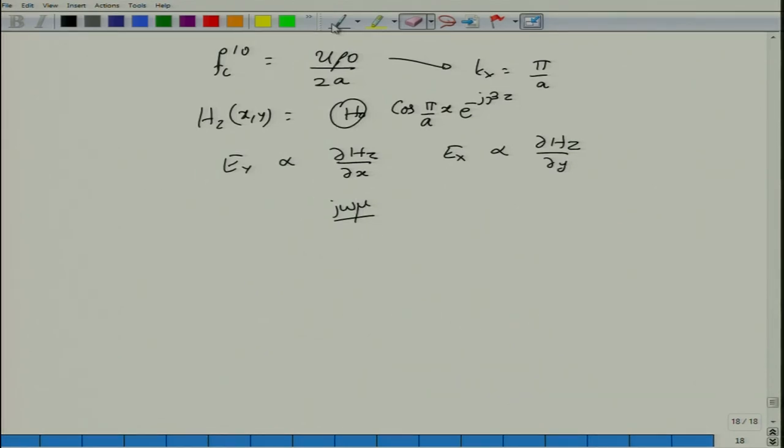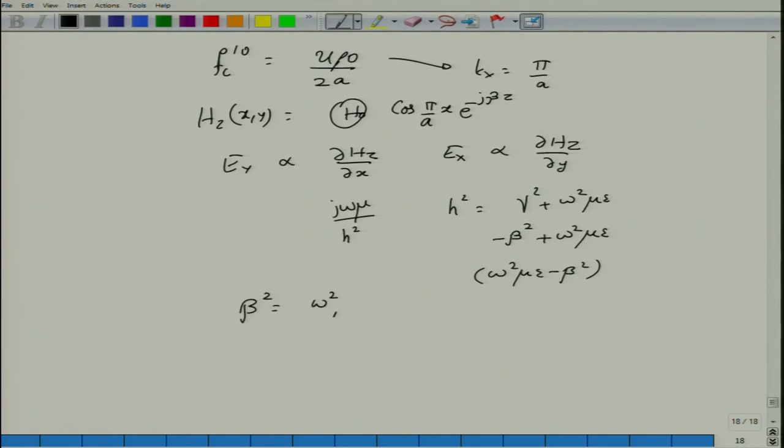For Ey, the proportionality constant is j omega mu by h square, but now h square is actually equal to gamma square plus omega square mu epsilon, right? But gamma is actually pure imaginary, so that would be minus beta square plus omega square mu epsilon. So this is actually omega square mu epsilon minus beta square. So you can put that one down out here. Also, you know that beta square is equal to omega square mu epsilon minus kx square plus ky square. In the TE10 mode, ky square is equal to 0, because n equal to 0. So omega square mu epsilon minus beta square is equal to kx square. Kx square is nothing but pi by a whole square.